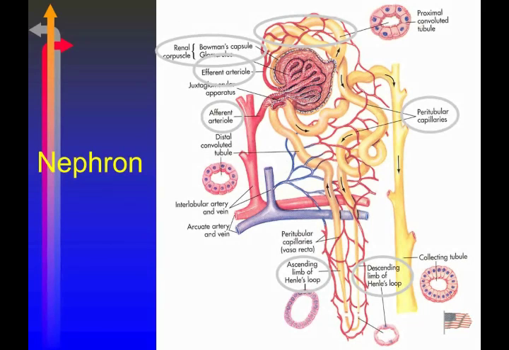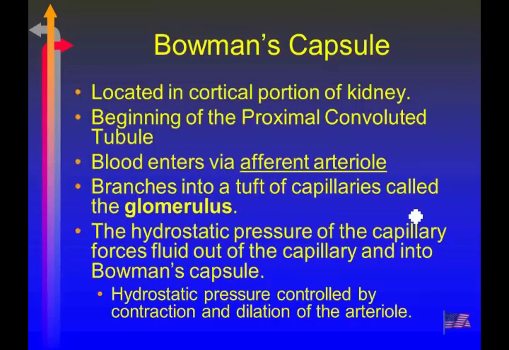Does this vaguely ring a bell? Okay, good. Or not good, depending upon who shook or nodded their head. So let's talk about Bowman's capsule. These are located in the cortical portion of the kidney.